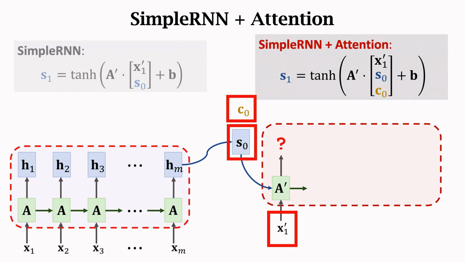This is one feasible way of updating the decoder state. The new state, S1, depends on the three vectors, x'1, S0, and C0. This method is known as attention. Its difference from the standard RNN is the context vector C0. C0 is not used in the standard RNN.